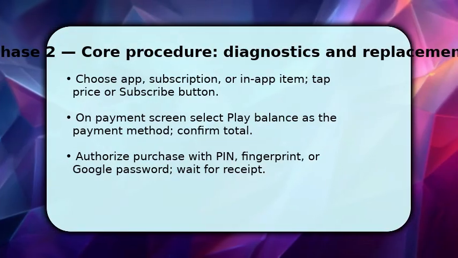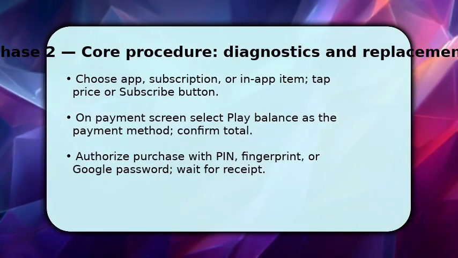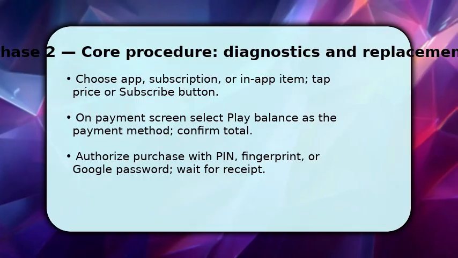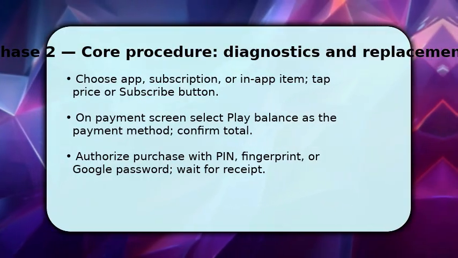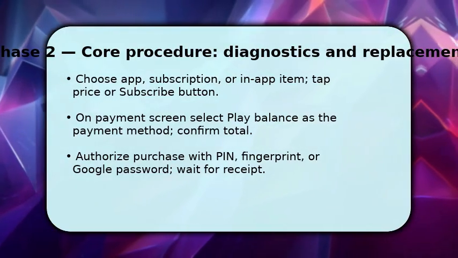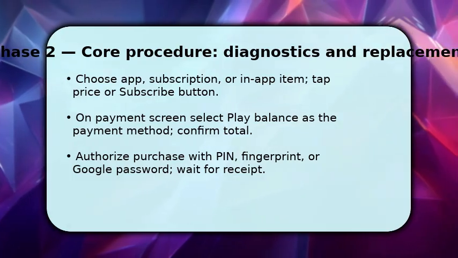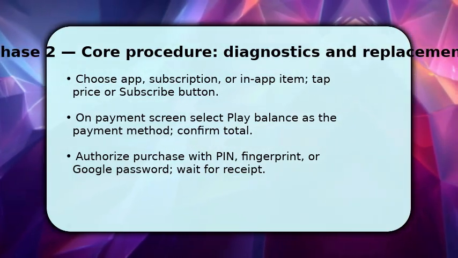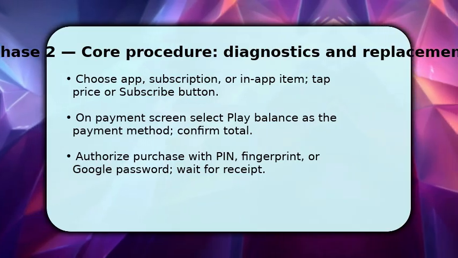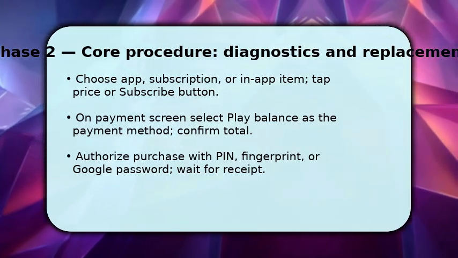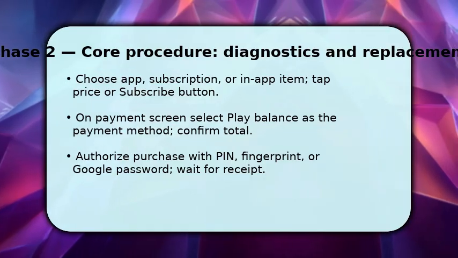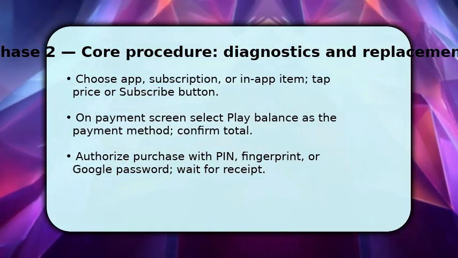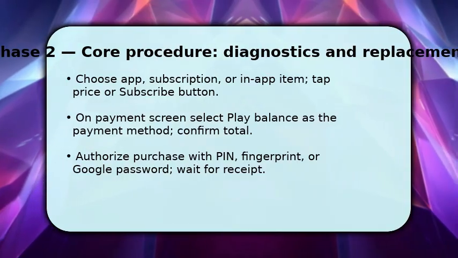You now pick what to buy: an app, a subscription, or an in-app item, and tap the price or subscribe button. On the payment screen, specifically choose Play Balance as the payment method so the store draws from your funds first. If the balance is insufficient, it will combine with another method. Make sure to confirm the total, then authorize with your PIN, fingerprint, or Google password. After purchase, keep the receipt email for records and to verify the charged amount.